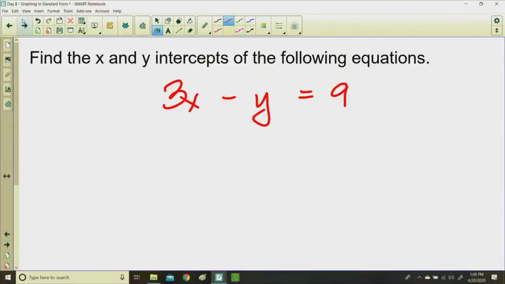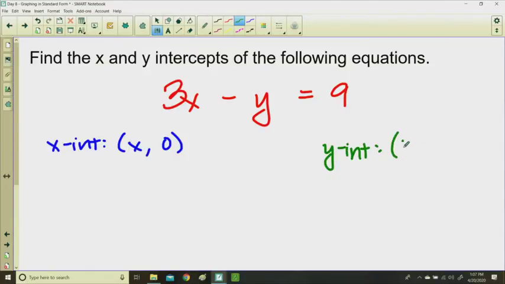All right, so then let's go ahead and find the x and y intercepts of the following equations. So 3x minus y equals 9. So if you recall, how are we going to find this? We already said for the x-intercept, we already know that the y value is 0. And for the y-intercept, we already know that the x value is 0. All we need to do is plug in 0 for that value.